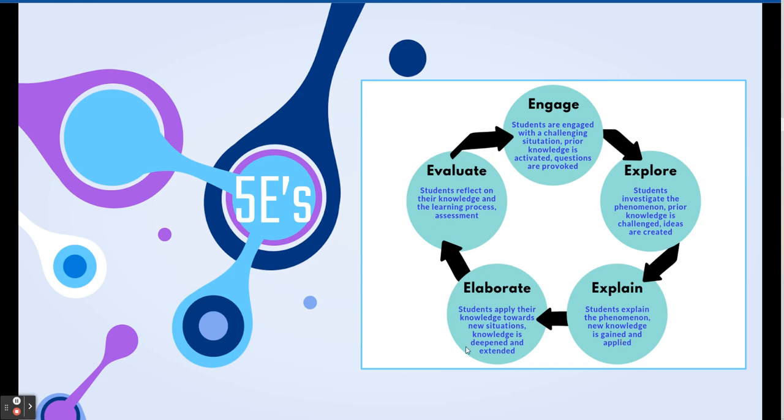Or because we were running out of time, I skipped the elaborate piece because we needed to get to the evaluate, to that last part, the assessment piece, since these first 3 steps took so long. There's no 5E police who are going to show up at your school and in your classroom and say you didn't do any elaboration, now you're under arrest. Or you're not doing inquiry because you didn't elaborate.